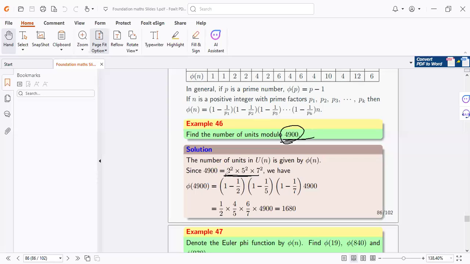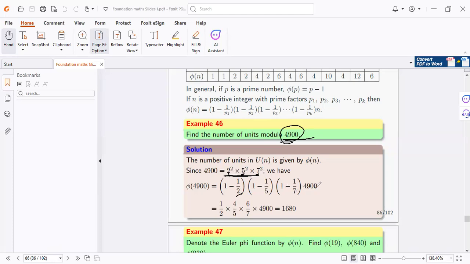So after that, it's 1 minus a half. You know where the 2 is coming from. And then 1 minus a fifth. The 5 is coming from here. Then 1 minus 1 out of 7. The 7 is coming from here.